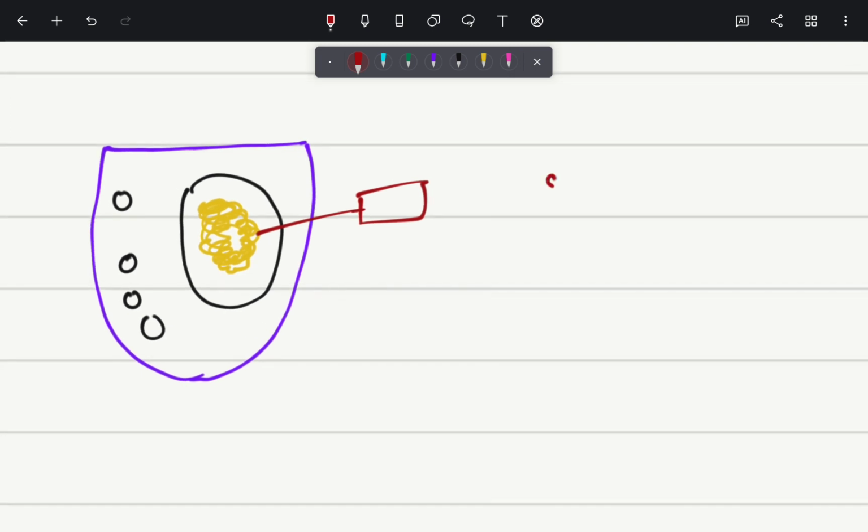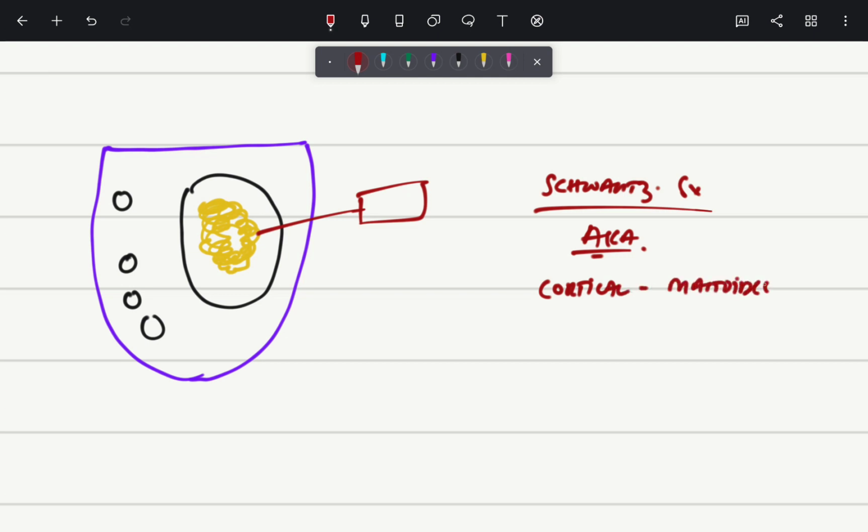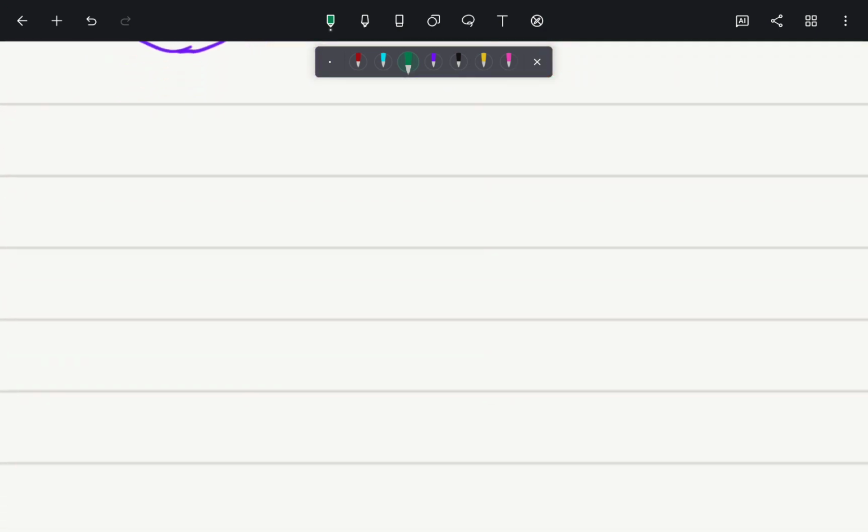This is known as your squat surgery, or also known as your cortical mastoidectomy. Now what is meant by cortical mastoidectomy? The inner part is your medulla. The outer layers where the air cells are present are called your cortex. So we call it cortical mastoidectomy, where we will drain the air cells. I hope you are clear with it.